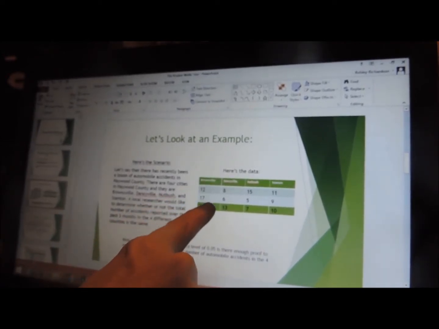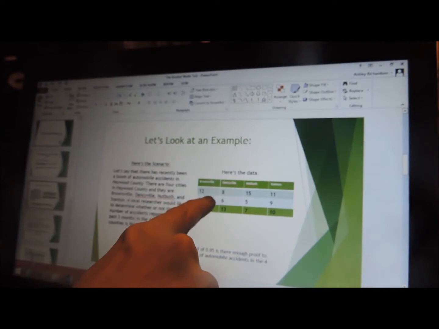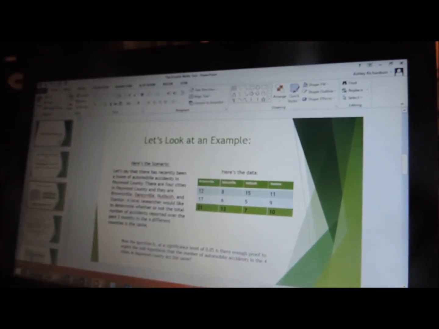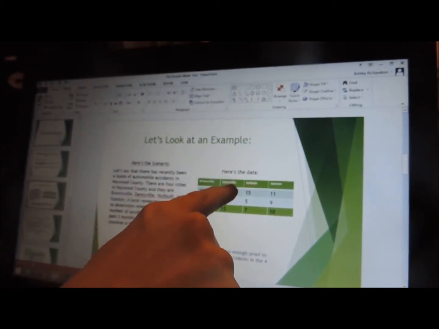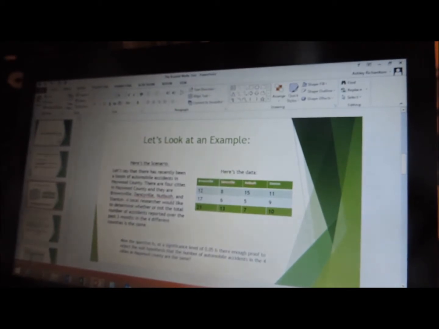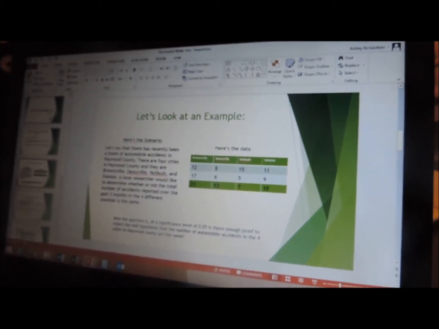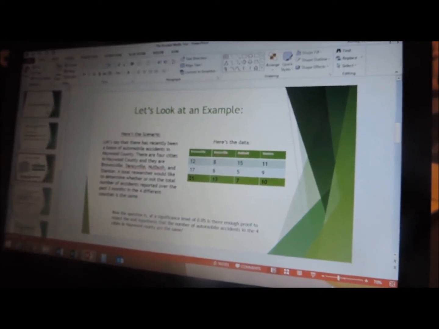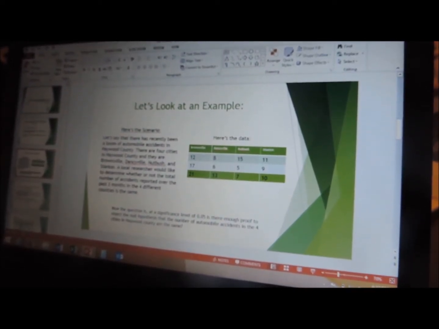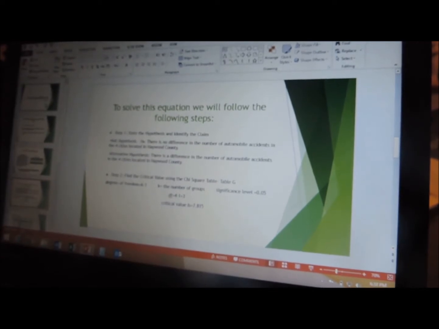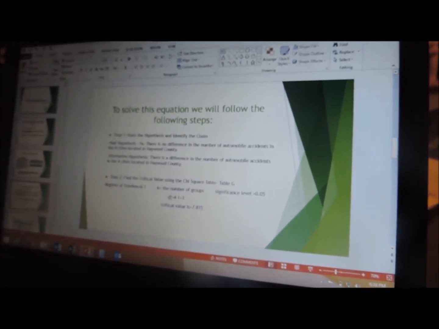Here's our data. In Brownsville, 12, 17, and 21 accidents in the past 3 months. Dansville, 8, 6, and 13. Nutbush, 15, 5, and 7. Stanton, 11, 9, and 10. To solve this equation, we will follow the following steps.